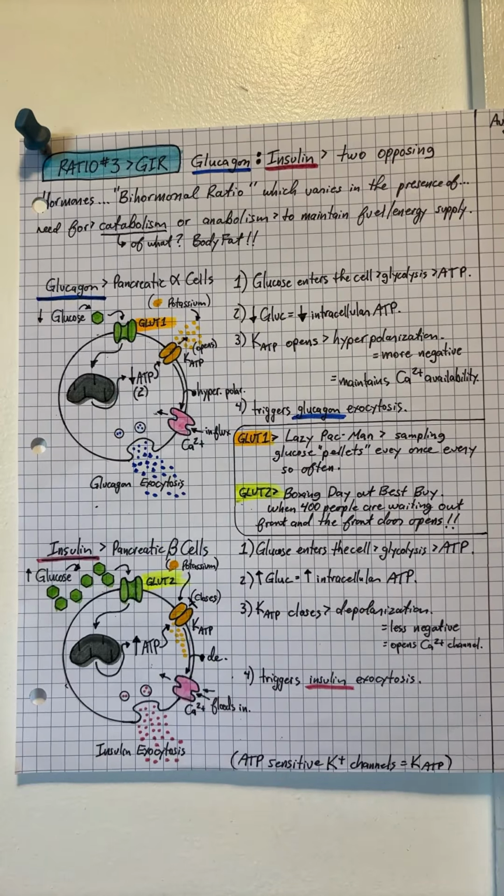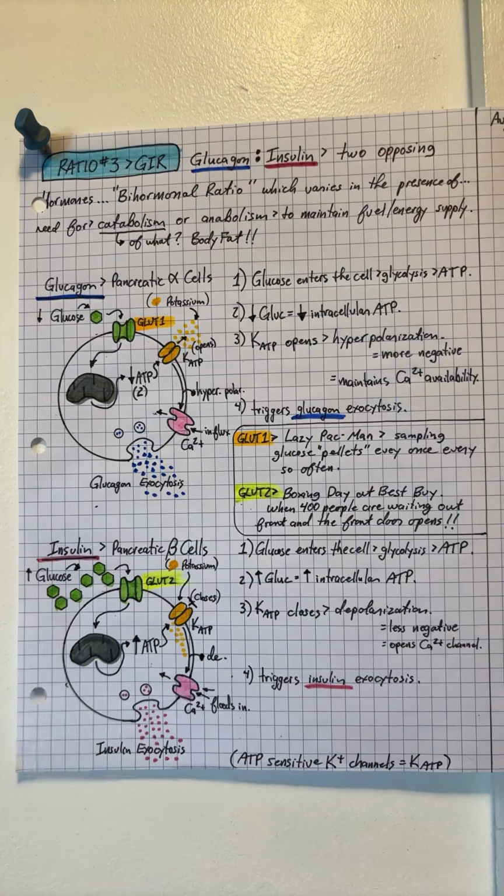Today's ratio is the glucagon to insulin ratio, or GIR. This is about two opposing hormones, what they refer to as a bihormonal ratio, which varies in the presence or the need for catabolism or anabolism. And what are we looking for? Catabolism of what? Body fat. Yes, that's why we're here.